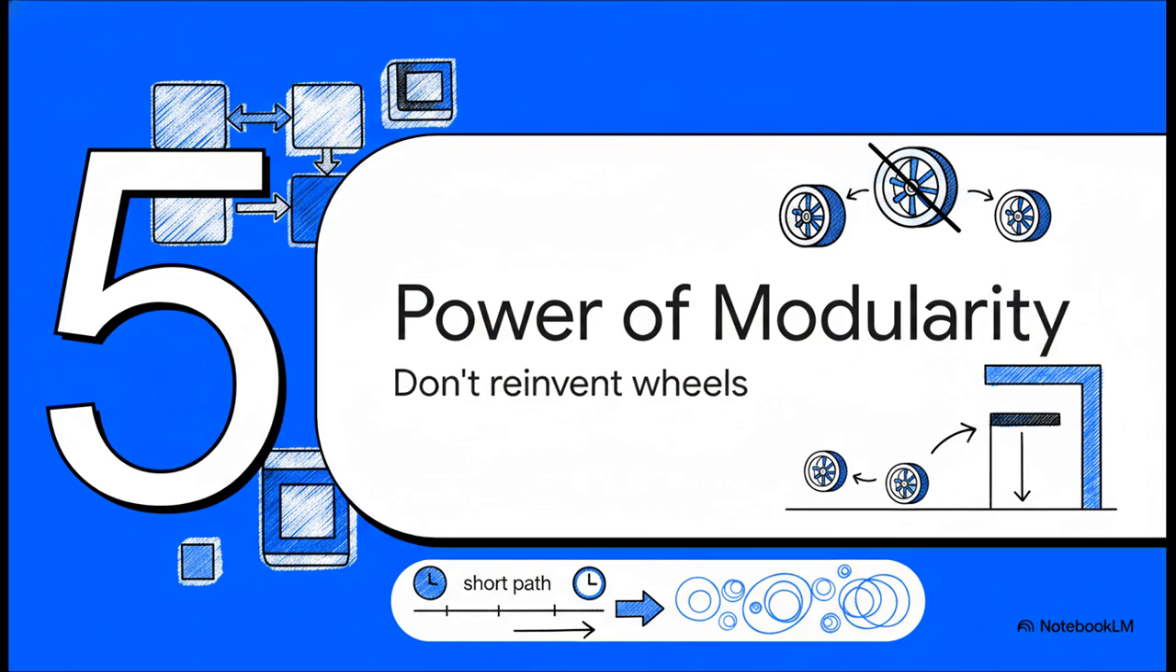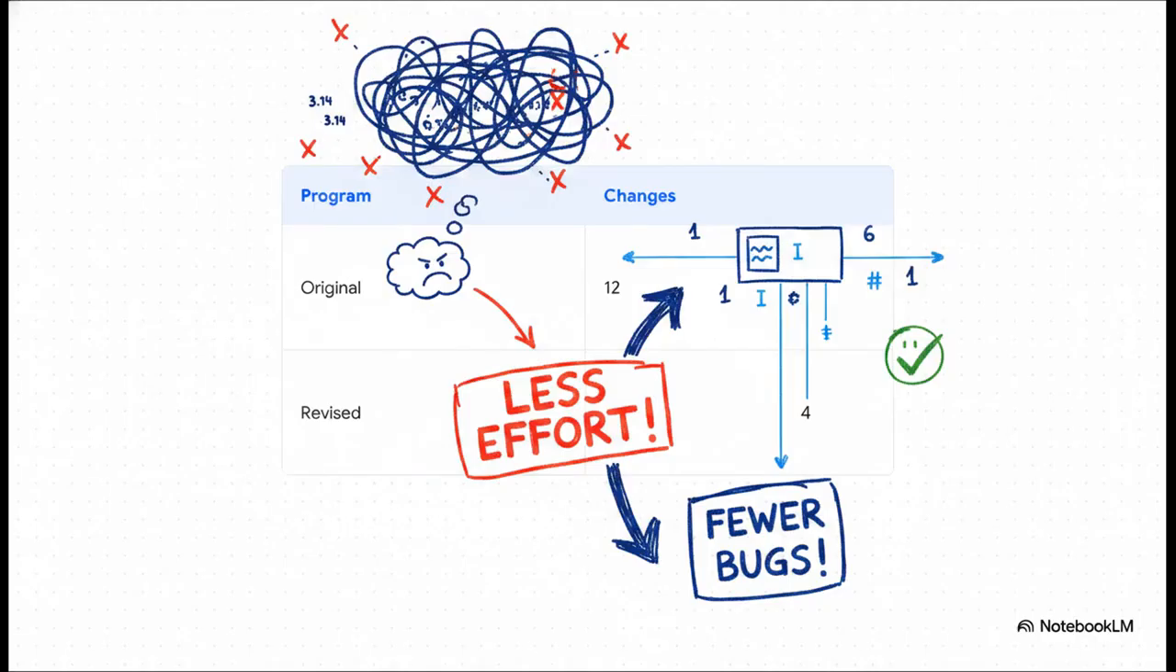Which brings us to Section 5, the power of modularity, or why we really shouldn't be reinventing the wheel. And this brilliantly illustrates the massive time-saving payoff we've been talking about. Let's say you're asked to change the data in a program from floating point numbers to integers. In a standard repetitive program, you'd probably have to track down and manually update 12 different statements. But in a revised modular program that utilizes a custom calc_distance function, you only have to change 4 statements. The reduction in effort and the reduction in potential bugs is just staggering.